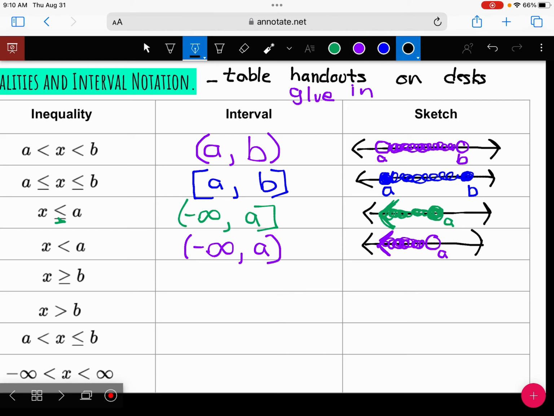Same vibe on the B's, except this time they're facing the other direction. Got my X is greater than or equal to B, which means at B, we're going to have a closed circle. And this time, it's bigger, so we're coloring to the right. So when we're putting this in interval notation, what is the smallest my solution can be? B. What is the biggest my solution can be? Infinity. Infinity is an idea, not a number, so it can never equal infinity. But here it can equal B, so we use a bracket. Infinity is an idea. I cannot touch it, so we do not use the bracket on it.